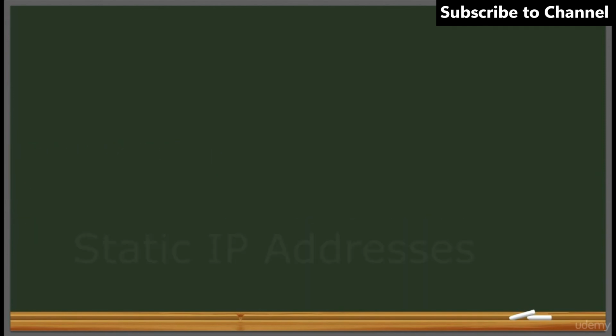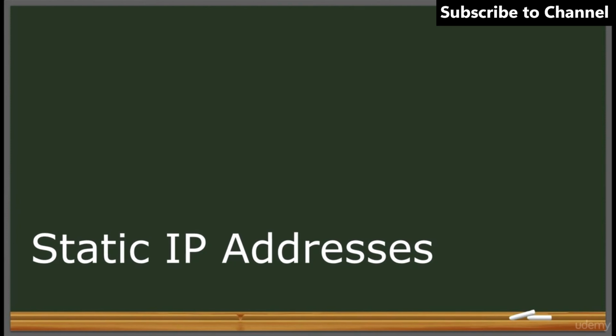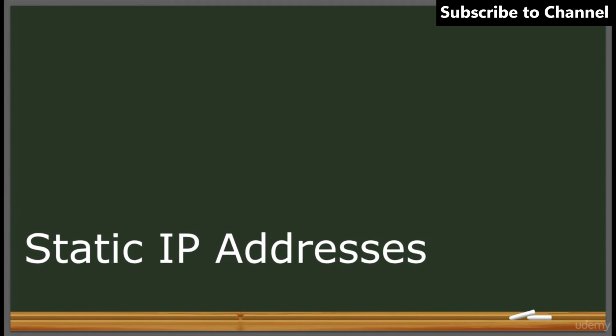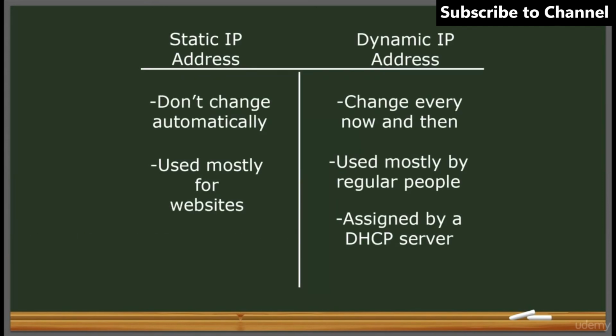Moving on, next we have static IP addresses. As you might have guessed by now, these IP addresses never change automatically, meaning that a device with a static IP address will always have that same address unless we change it manually. These type of addresses certainly have their strengths and weaknesses. However, the main difference between static and dynamic IP addresses is who uses them. While dynamic ones are used by the average web surfing human, static addresses are mainly used for websites, and now we'll see why.